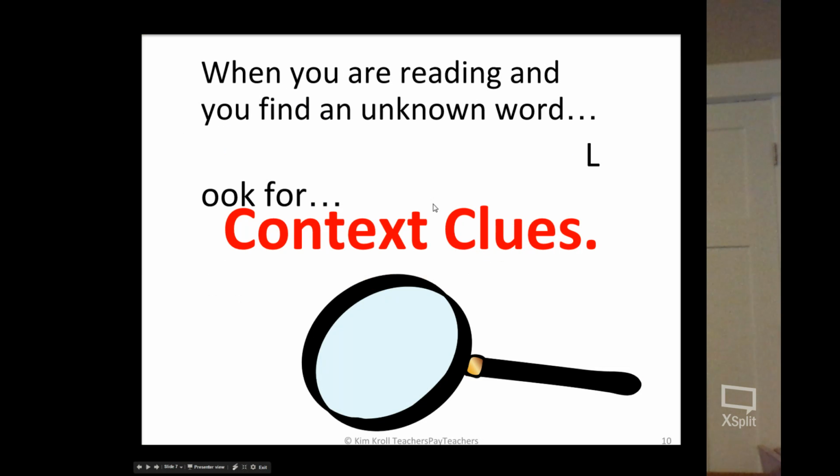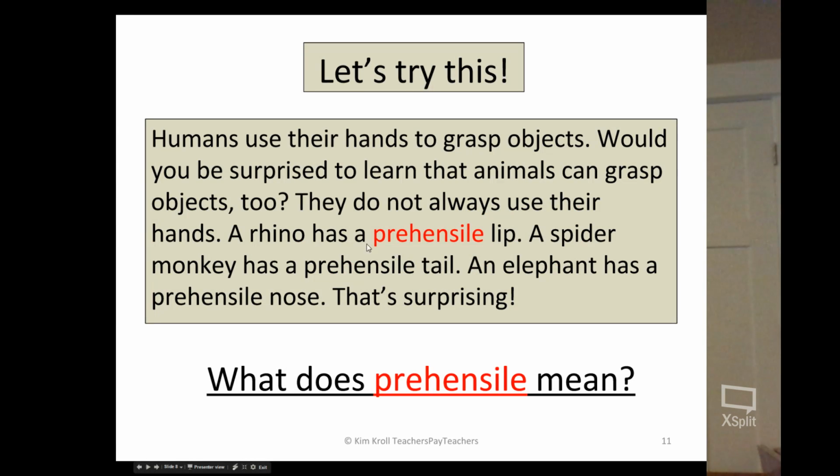Okay, when you're reading and you find an unknown word, look for context clues. And I apologize, for some reason when I put it up here, it's kind of cutting everything off. So you've got to look for the context clues. Again, put on your little spy goggles there. So let's try this. Humans use their hands to grasp objects. Would you be surprised to learn that animals can grasp objects too? They do not always use their hands. A rhino has a prehensile lip. A spider monkey has a prehensile tail. And an elephant has a prehensile nose. That's surprising. And I want you guys to all take a minute, and think about what could prehensile mean?